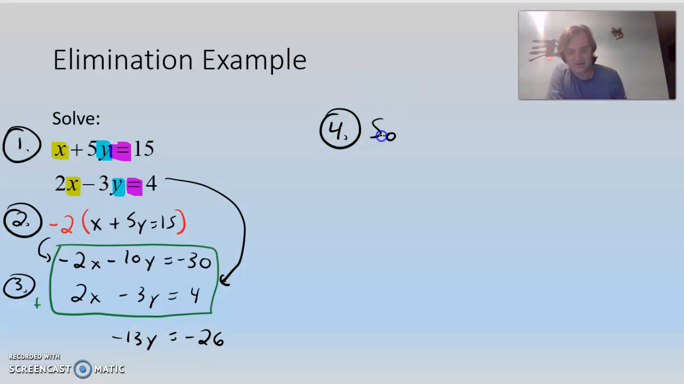So then we need to solve for that unknown. So we're going to solve negative 13y equals negative 26 for y. So we'll divide both sides by negative 13, and we'll get y equals 2.